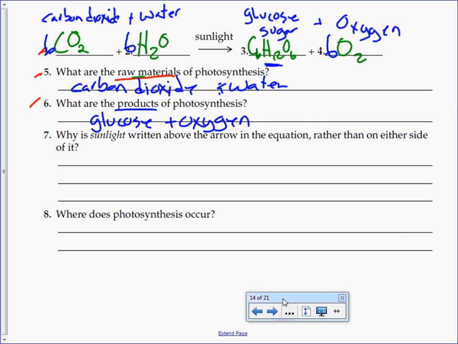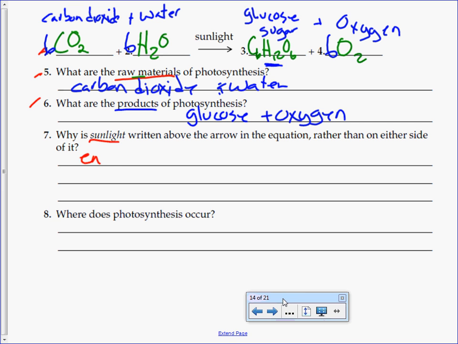Okay, now this question, why is sunlight written above the arrow rather than writing it as an ingredient, as a raw material or a product? Why is it above the arrow? Yeah, the arrow means yields. It means this is producing that. And is energy an ingredient? No, energy is energy. It's not matter. It's not a physical ingredient. It's the energy that is needed to cause the reaction to happen.